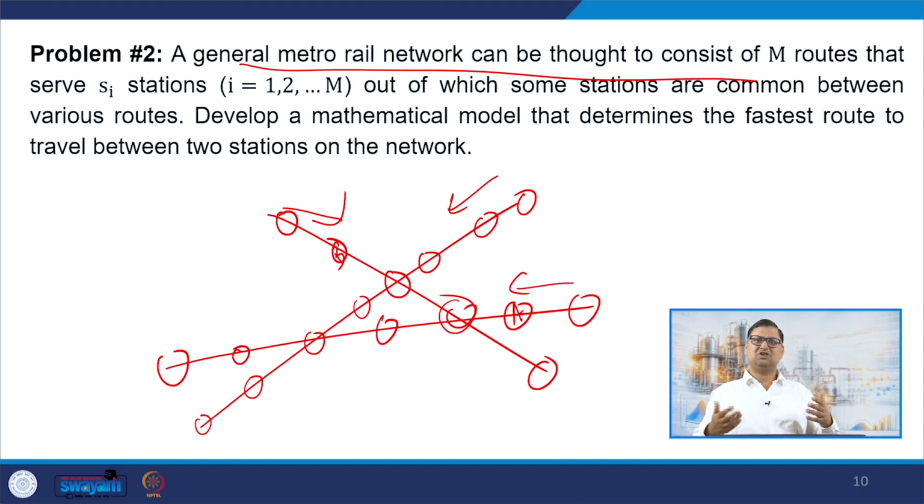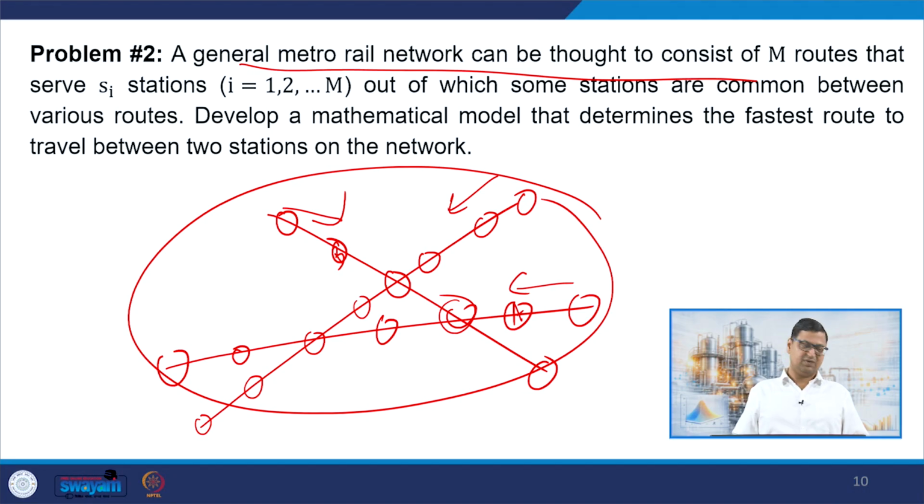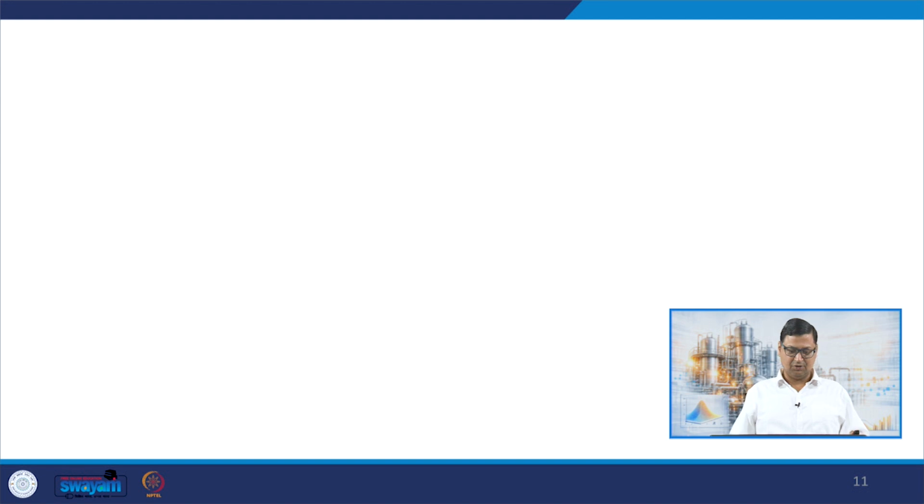Again, that is a question of interconnectivity, and that interconnectivity is very similar to the interconnectivity that you see here. I can draw a graph for this, and I can use graph theory concepts to do this problem of train networks, and if I can do that, I can do the same thing for a chemical process flow sheet. That is the idea that I wanted to bring home.